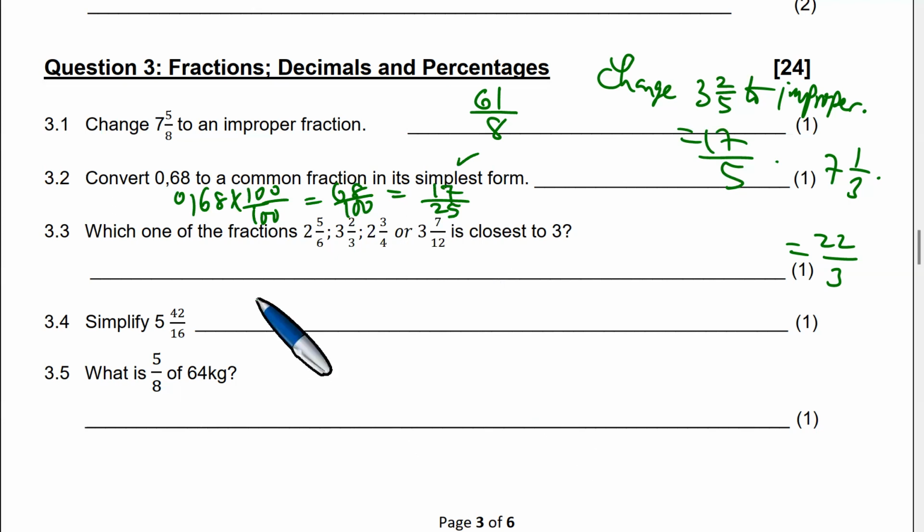Seventeen out of 25. Okay, if you look at 3.3, which one of the fractions is closest to 3? Which one, Lindsay? So is it 3 and 2/3? Why? Wait, no, sir. Is it 2 and 3/4? Because it's 3/4. Let's take a look and see.